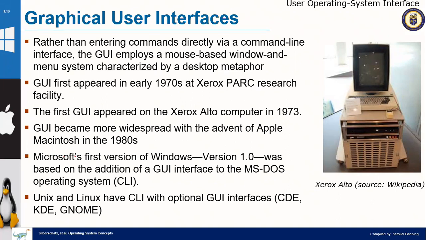And then Microsoft's first version of Windows, version 1, was based on the addition of a GUI interface to what they were using previously, that is MS-DOS. Unix and Linux have command line interpreters with optional GUI interfaces, like CDE, like KDE, like GNOME. All these are in the Unix flavors.